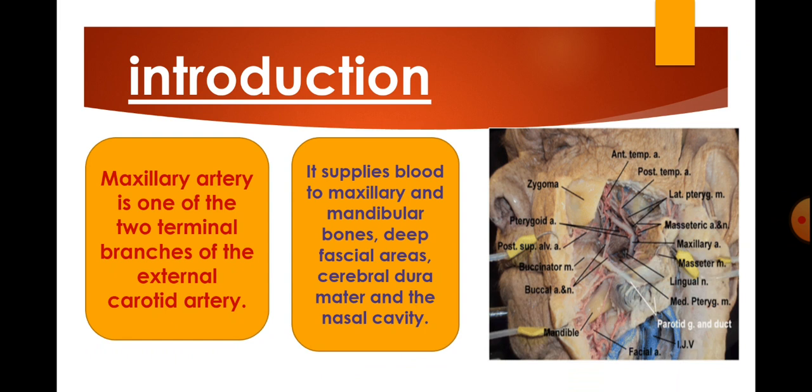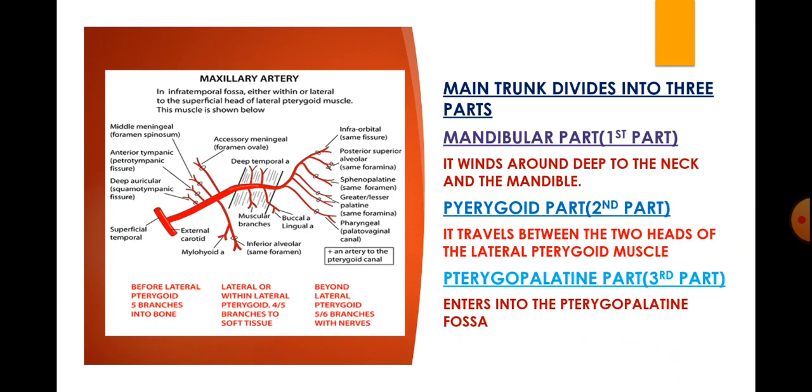Introduction. The maxillary artery is one of the two terminal branches of the external carotid artery. It supplies blood to the maxillary and mandibular bones, deep facial areas, cerebral dura mater, and the nasal cavity. The artery is divided into three parts. Mandibular part: it winds around deep to the neck of the mandible. Pterygoid part: it travels between the two heads of the lateral pterygoid muscle. Pterygopalatine part: it enters into the pterygopalatine fossa.